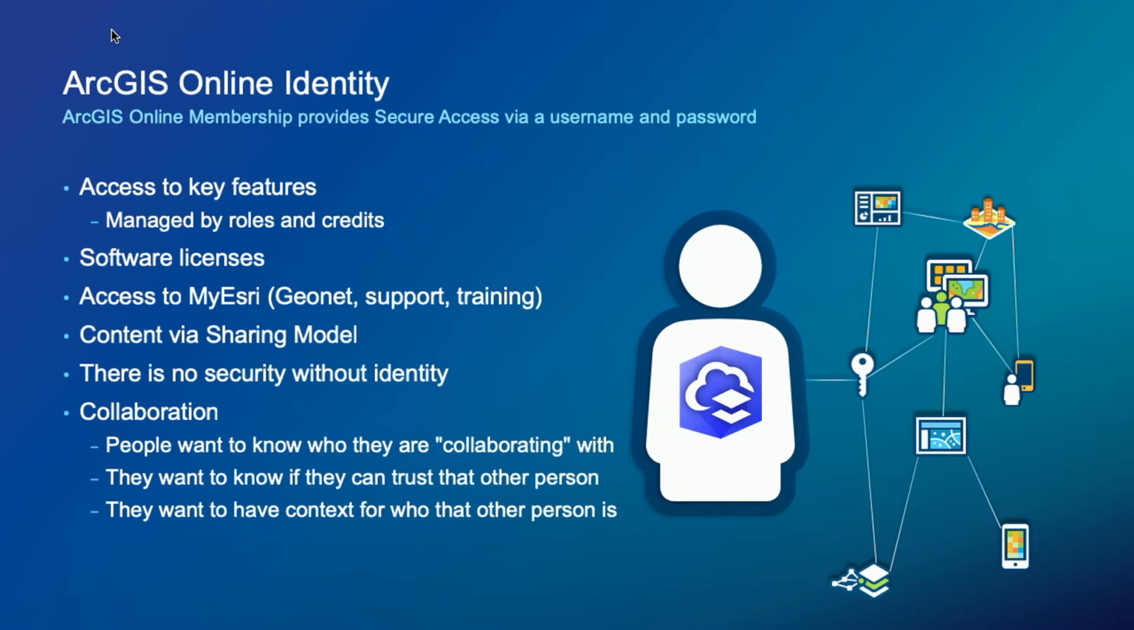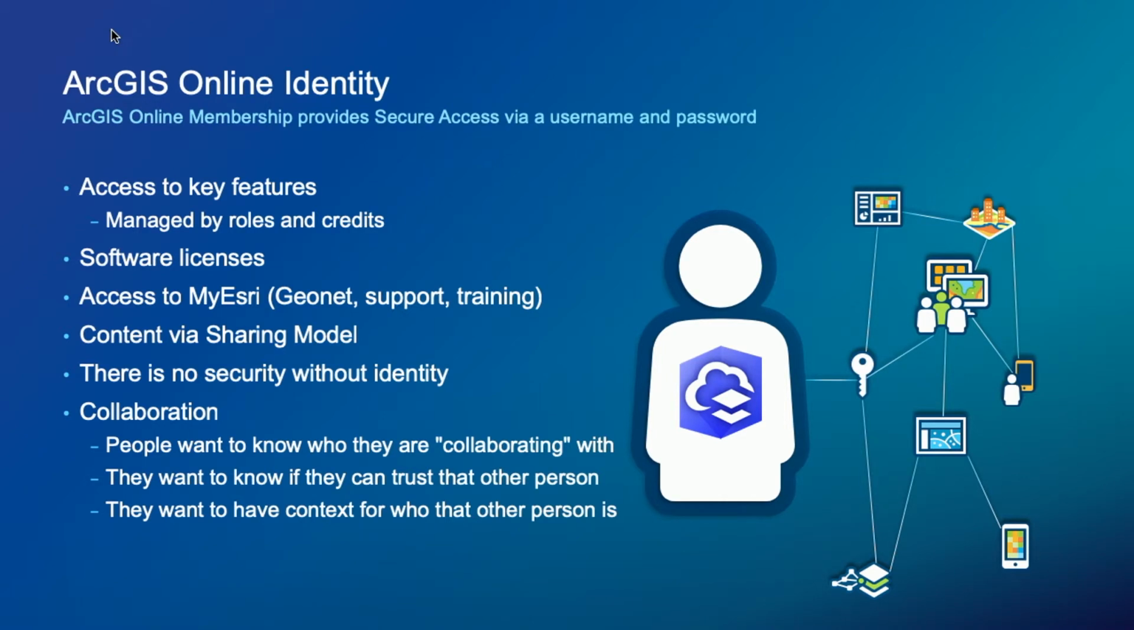Your identity also connects you to the Esri system. So My Esri, if Esri access is enabled, you can use the same login and identity to look at GeoNet, log support tickets, or take training. It also provides access to the sharing model. Anything that is shared with your username is something that you can access, and what you share with another username is how you control access to items.